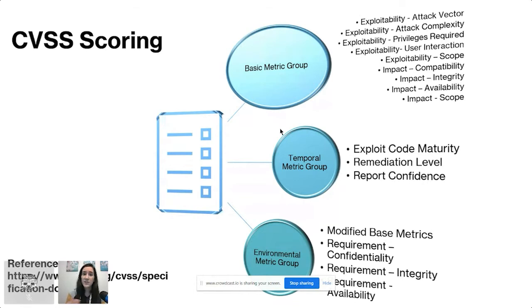Their scores may change as they're exploited in the wild. But if you aren't taking a look at them, or maybe you don't have time to look at them, it's possible that they could still be exploited.